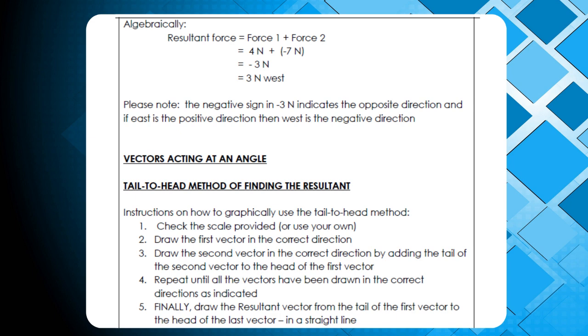Vectors acting at an angle. Tail-to-head method of finding the resultant. Instructions on how to graphically use the tail-to-head method. 1. Check the scale provided, or use your own. 2. Draw the first vector in the correct direction. 3. Draw the second vector in the correct direction by adding the tail of the second vector to the head of the first vector. 4. Repeat until all the vectors have been drawn in the correct directions as indicated. 5. Finally, draw the resultant vector from the tail of the first vector to the head of the last vector in a straight line.